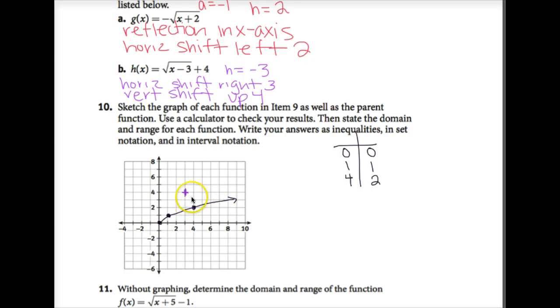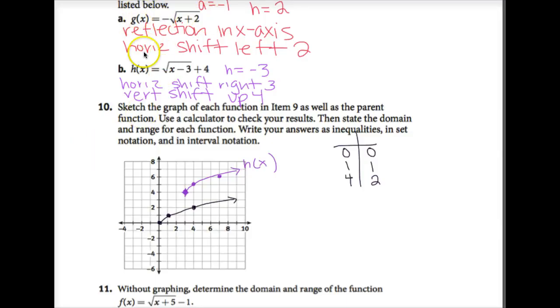So from here, I go left or right 0 and up 0. So I make one right at that new origin. Then I go right 1, up 1. And then I go right 4, up 2. So here is my h of x function. You may want to label these since you probably aren't using different colors.